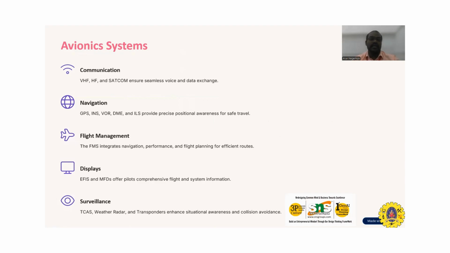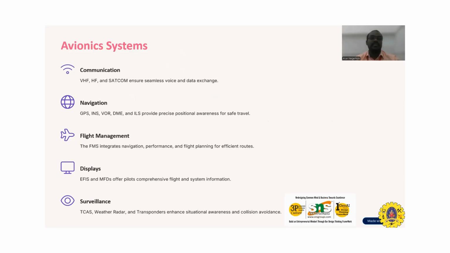Next one is the avionic system. In avionic systems, in many cases we follow these categories. First one is communication, so that voice and data are exchanged. Navigation, like GPS, DME, ILS, are all navigation tools used for aircraft systems.